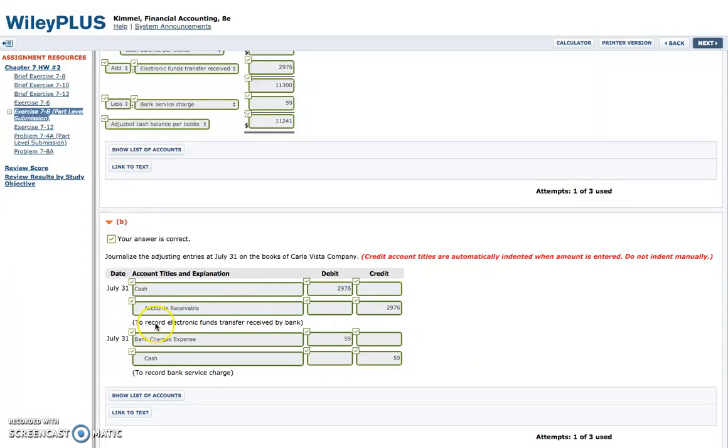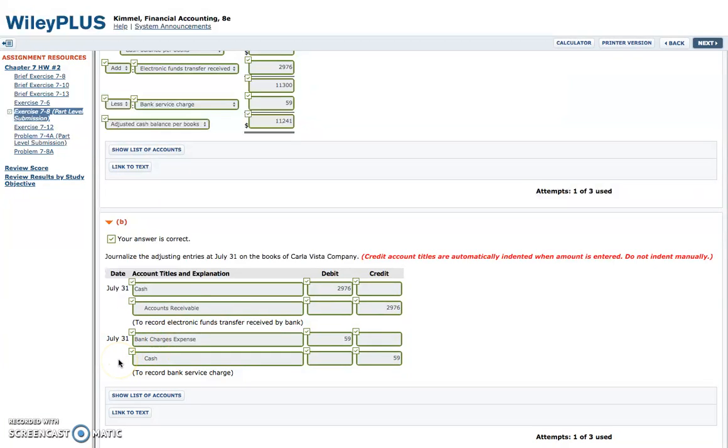So now part 2 or part B of this problem is to journalize these adjusting entries. The first one here is to record the EFT, or the electronic funds transfer received by the bank, of $2,976. Because this is cash or money that we received, we're going to debit our cash account $2,976. And because it was collected from a customer on account, we credit accounts receivable for the same amount of $2,976. That takes care of the journal entry for our EFT transfer there.